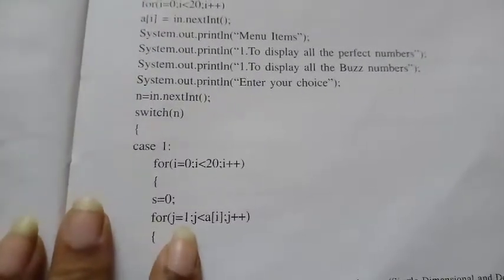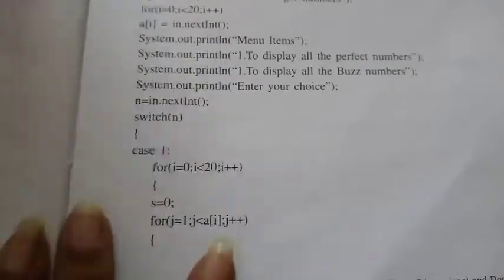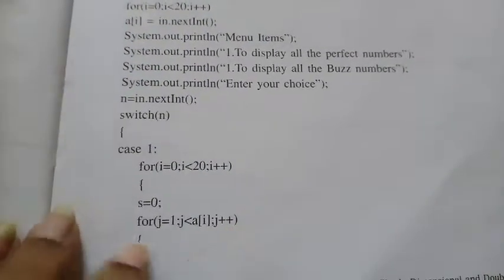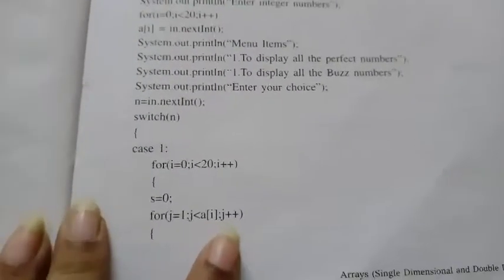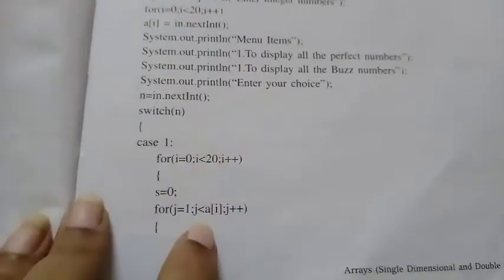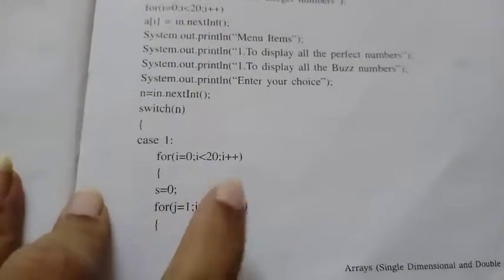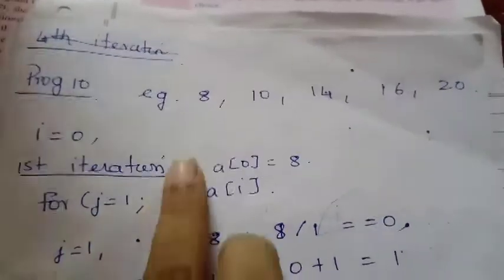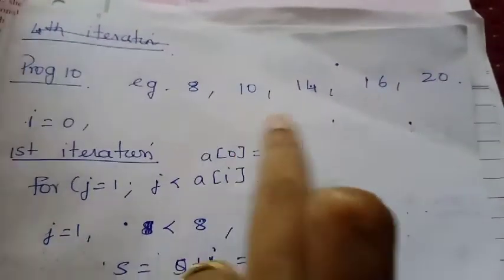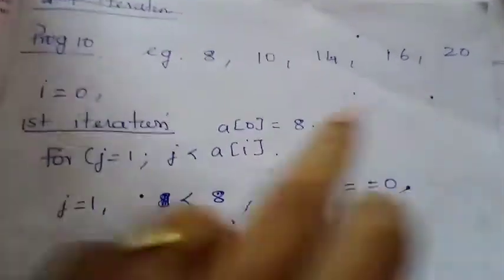Then for j equal to 1, j less than a of i, j plus plus. This loop is to find the factors, which numbers are divisible by the number. Then only we can find the factors of the number. These are the integers. See here, a of i will be having the integer. For example, I have taken these numbers 8, 10, 14, 16 and 20.